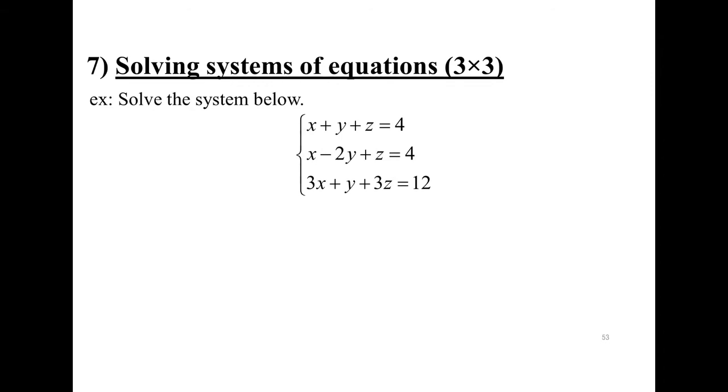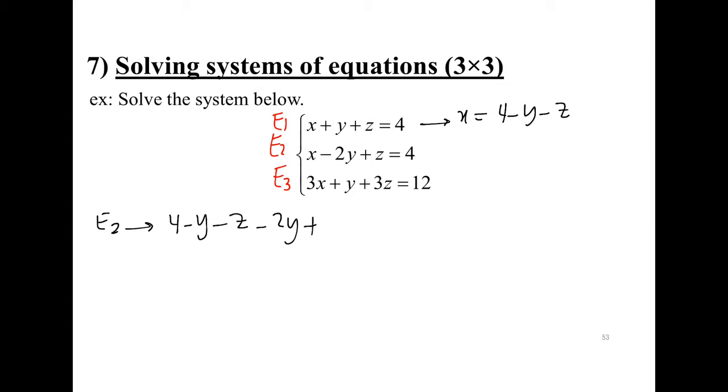Now, if we move to this example here, similarly, we can start by naming the equations E1, E2, and E3, and we can use the first equation to write x in terms of y and z as x equals 4 minus y minus z. Then, when I replace in E2 the expression for x, I end up with 4 minus y minus z minus 2y plus z equals 4. So you notice that the terms in z cancel out and we end up with negative 3y equals 0, then y is 0.